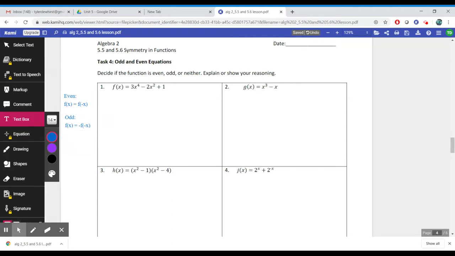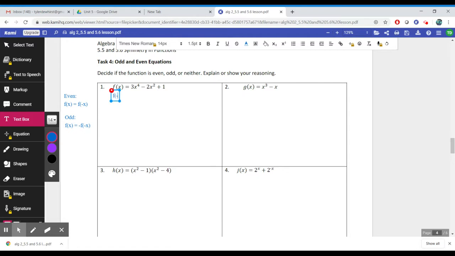So let's go ahead and take a look at number 1 and see what we might be able to do with that. First, I'm just going to find out what f of negative x is actually equal to. We know that it should be equal to f of x if it's even, or it should be equal to negative f of negative x if it's odd. So to get an idea of what that looks like, I'm just going to replace all of my x's with negative x's so that we can look at what f of negative x actually is.